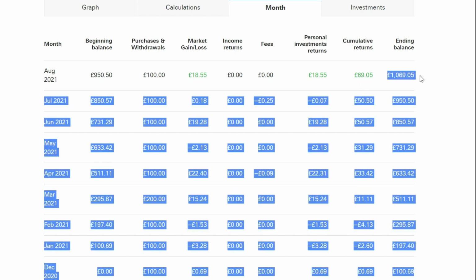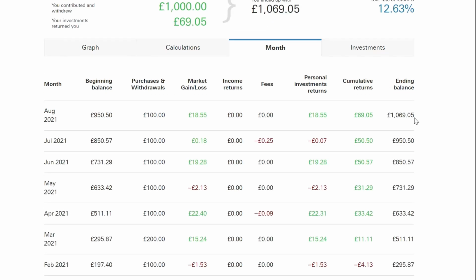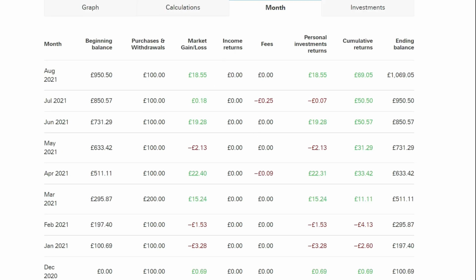So my end balance is £1,069.05, which is great, so I'm happy with that. You can see here that I've been charged fees in some months, and you can see how much I've actually put in during those particular months.